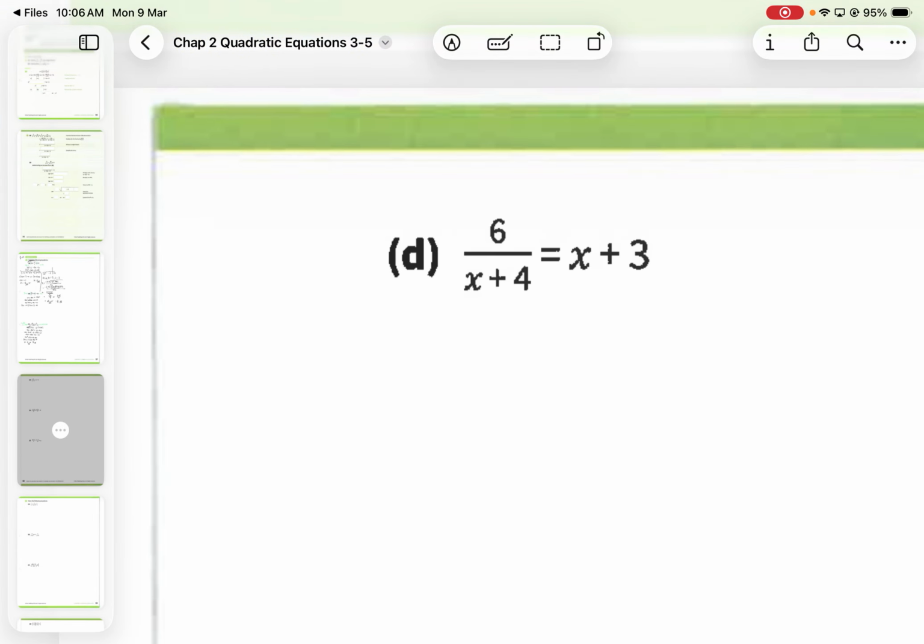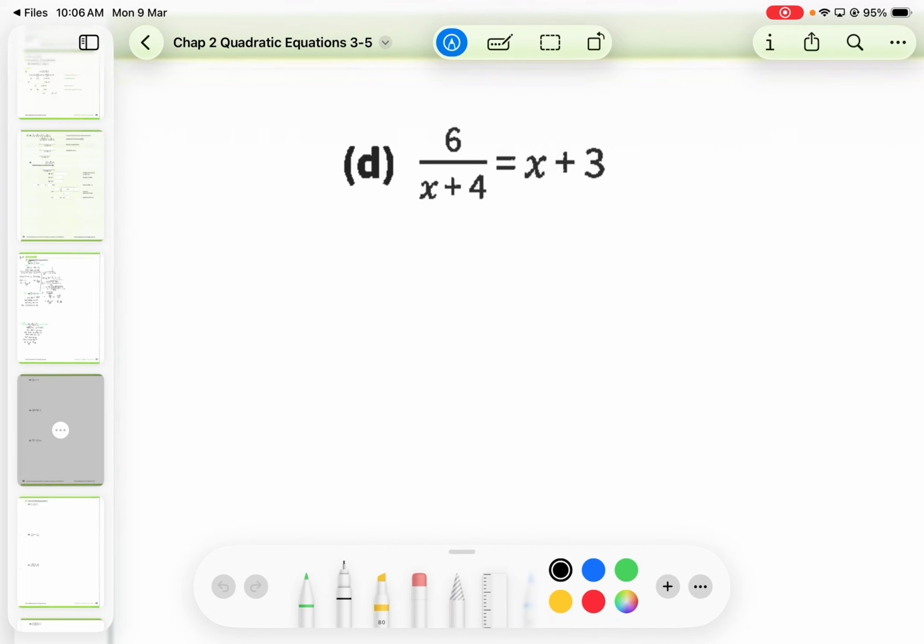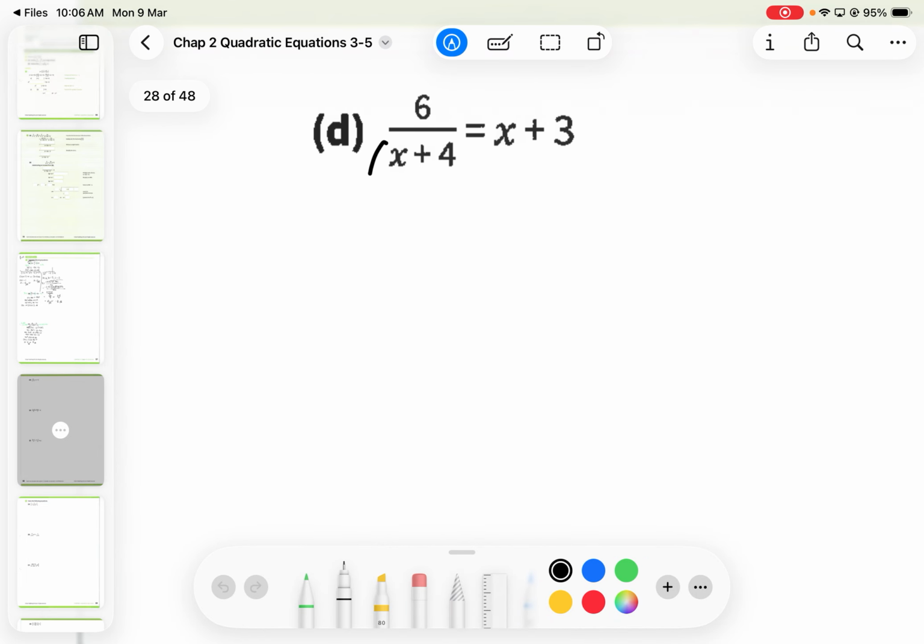Okay, for part D, your x and your plus 4, they belong together. They belong together to form the denominator. So the very first step is to bracket them together.